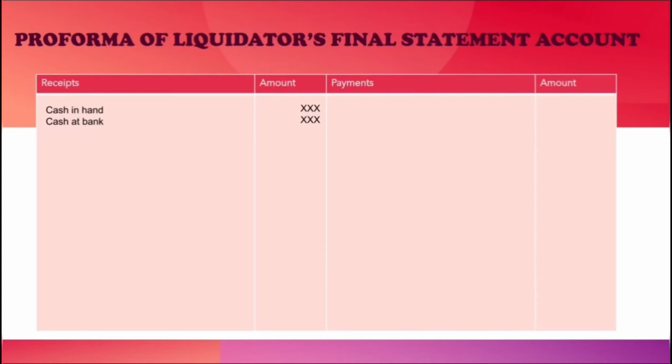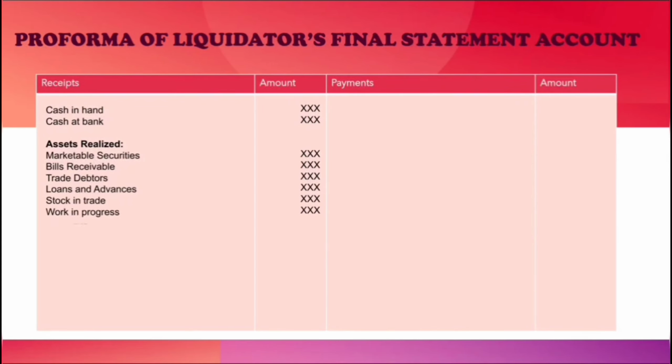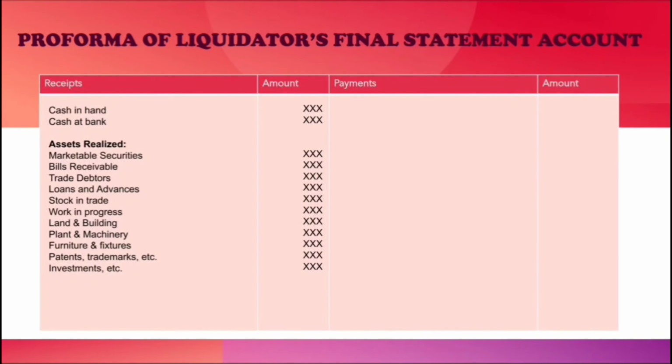After cash in hand and cash at bank, the assets which are realized by the liquidator have to be entered. For example, marketable securities, bills receivable, trade debtors. These are some of the assets which could be there in the company, and he has realized these assets. This is just an example. If these assets are realized by the liquidator, they are entered here under assets realized.